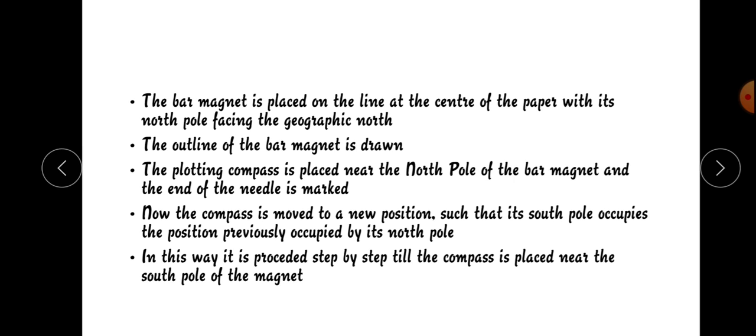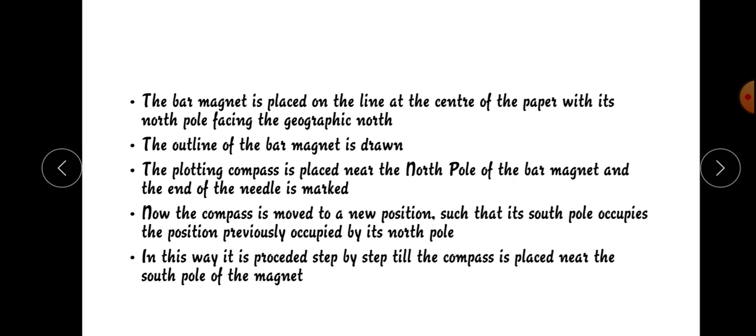Now take that bar magnet away. The plotting compass is placed near the north pole of the bar magnet, and the end of the needle is marked. So the compass is placed on the north pole side of the bar magnet, and at the end of the needle we put one mark point.